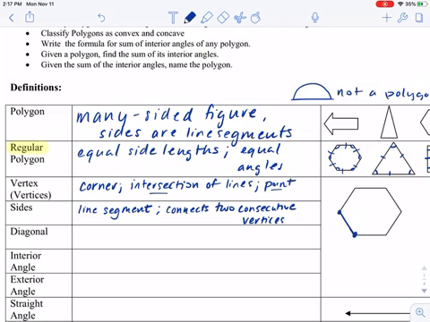A diagonal, on the other hand, is a line segment that connects two non-consecutive vertices. So if I pick two corners that are not next to each other, so I skipped one there, this would be an example of a diagonal.